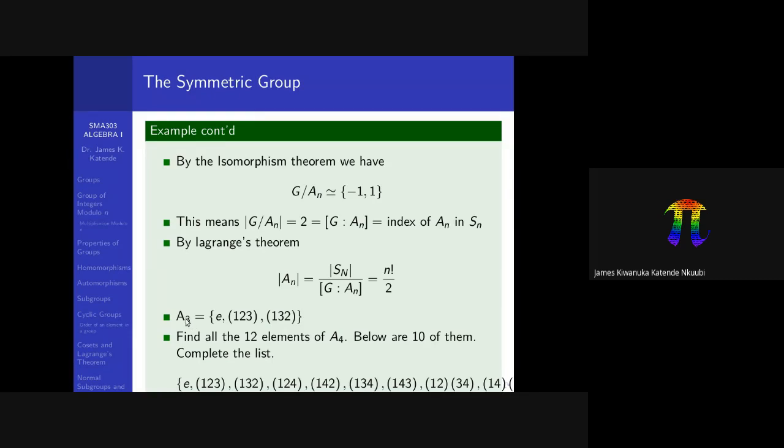So here is an example for A3. If you consider S3, the even permutations will just be (1 2 3) and (1 3 2). All the remaining permutations in S3 are transpositions, so they will be odd. And the identity is also an even permutation. You can write it as a product of 2 transpositions. So the identity is an even permutation, rather. And this gives you the alternating group A3.